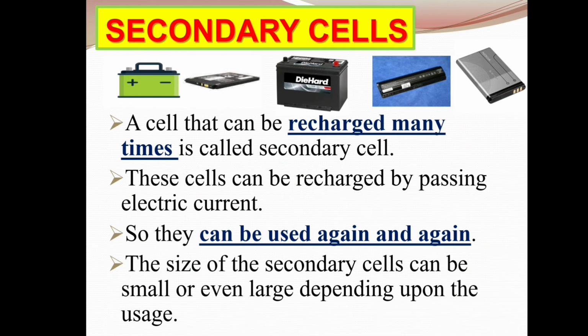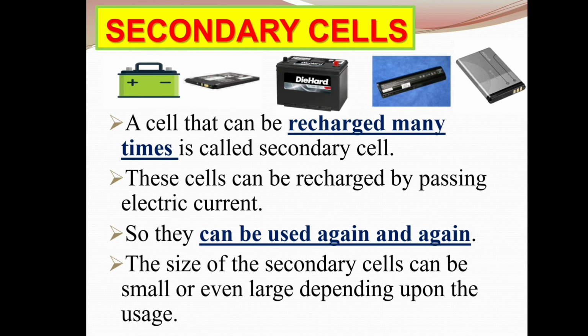Secondary cells. A cell that can be recharged many times is called a secondary cell. These cells can be recharged by passing electric current, so they can be used again and again. The size of the secondary cells can be small or even large depending upon the usage.